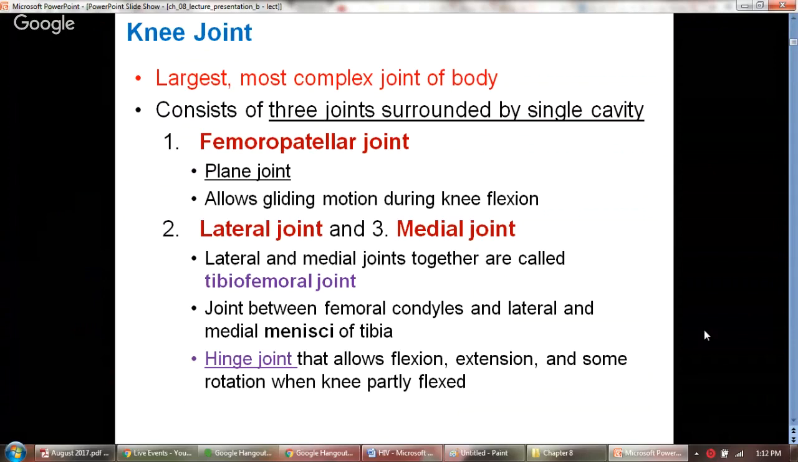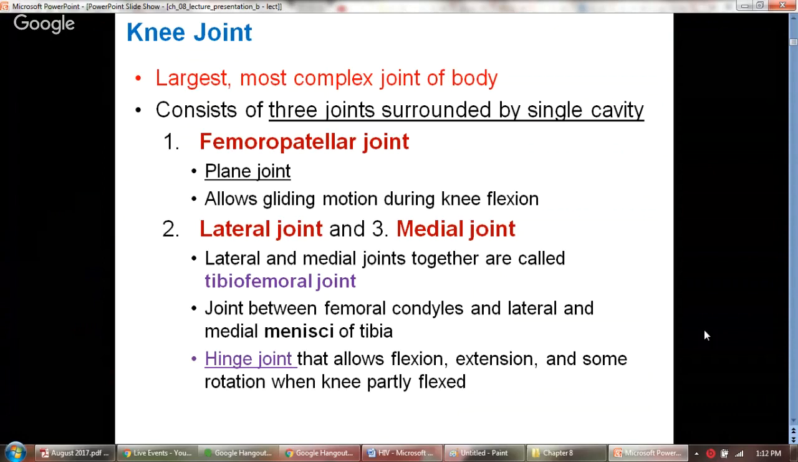The knee joint is the largest and most complex joint of the body. It actually consists of 3 joints surrounded by a single cavity. The 3 joints would be the femoropatellar joint, which forms the joint between the femur and the patella. It's a plane joint and it allows gliding motion during knee flexion.